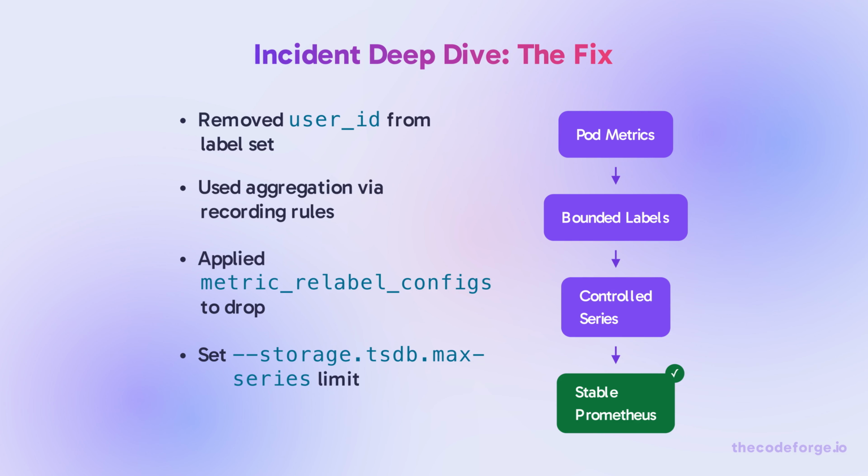The fix was to remove the high cardinality label. Instead of per-user metrics, they aggregated by endpoint and used recording rules for percentiles. They also set a series limit to prevent future explosions. The key change was dropping the userid label.